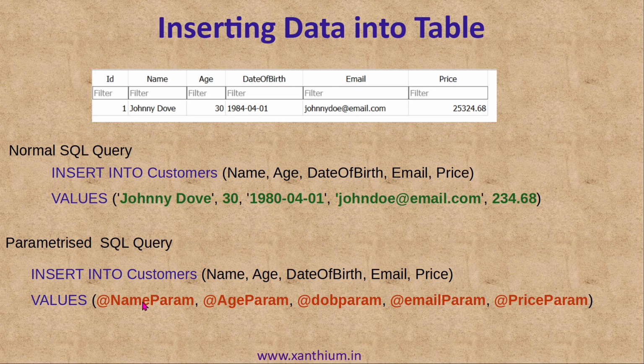You can give any name. You can give it something like @a, b, or c. But it's much easier to give similar parameters that correspond to the name. So here I'll be using name parameter for the name, age parameter for the age, like that, dob for date of birth, and email parameters. Then we'll use a different function or a different method to add the corresponding values to these particular parameters. I will show that in the code later. So this is how you insert data into the table.